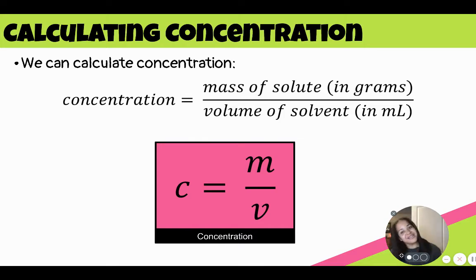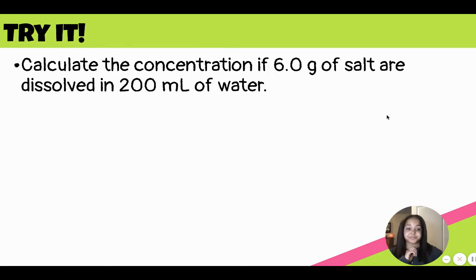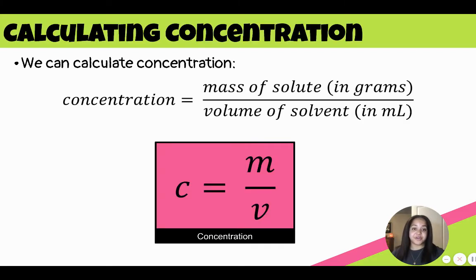We can also calculate concentration. So concentration, the formula is C equals M over V. So the mass of the solute in grams over the volume of the solvent in milliliters. Please take note of your unit of measure. So grams and milliliters, okay? So quickly on your own, try it. Calculate the concentration if 6 grams of salt are dissolved in 200 milliliters of water. I'll just flick over to the formula for you.